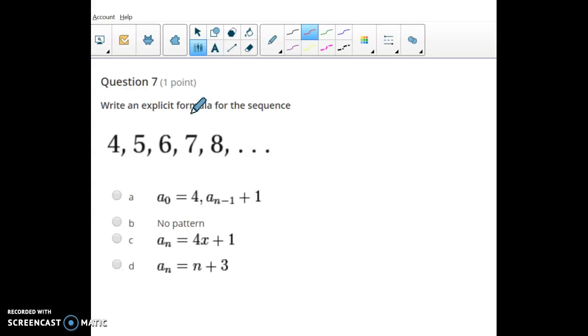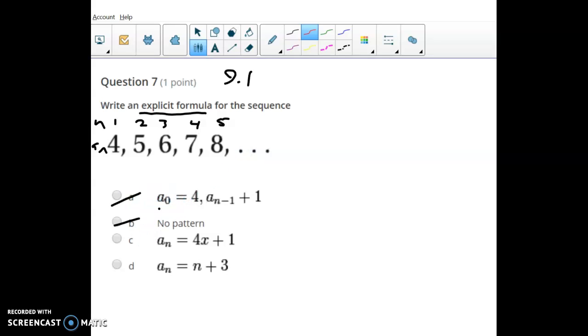All right, this video is to help with 9.1, question number 7, and we're trying to find an explicit formula that matches the sequence, right? So these are the terms n, the positions, and these represent the values a sub n. So there's definitely a pattern, right? We're going up 1 each time, so that's going to eliminate b. A is also not right.